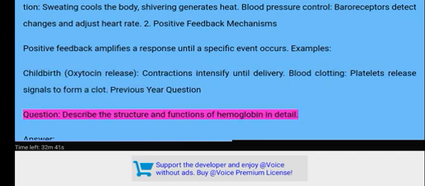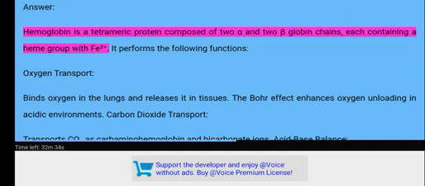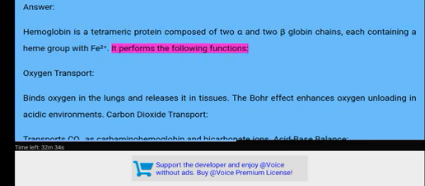Previous year question. Question. Describe the structure and functions of hemoglobin in detail. Answer. Hemoglobin is a tetrameric protein composed of 2 alpha and 2 beta globin chains, each containing a heme group with Fe2+. It performs the following functions. Oxygen transport. Binds oxygen in the lungs and releases it in tissues. The Bohr effect enhances oxygen unloading in acidic environments.